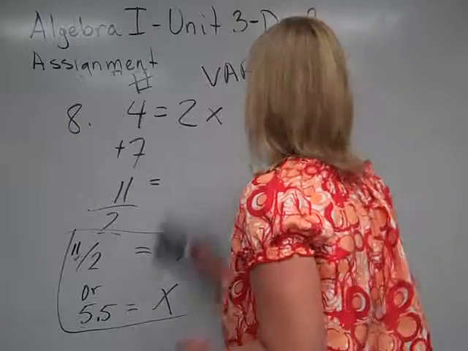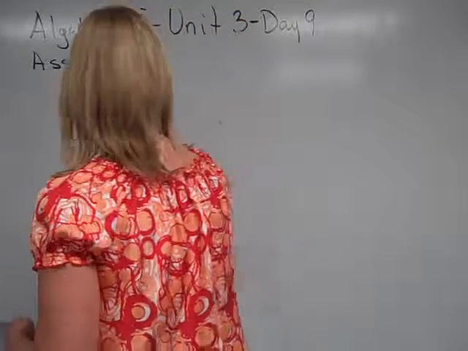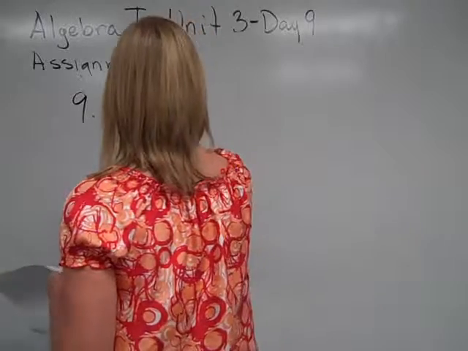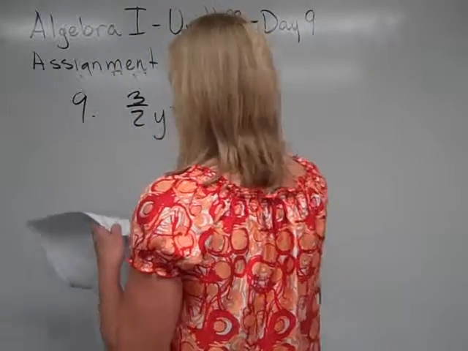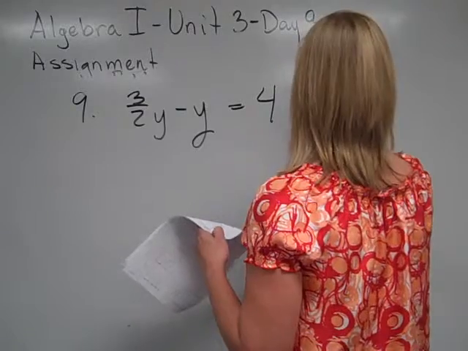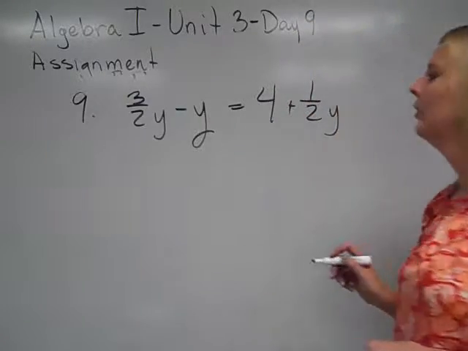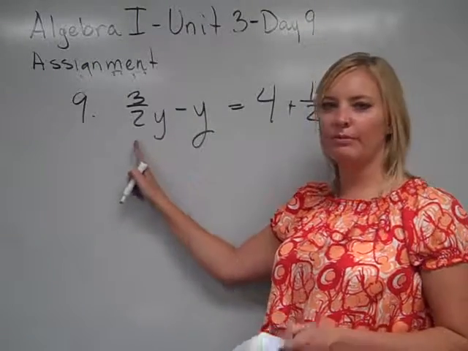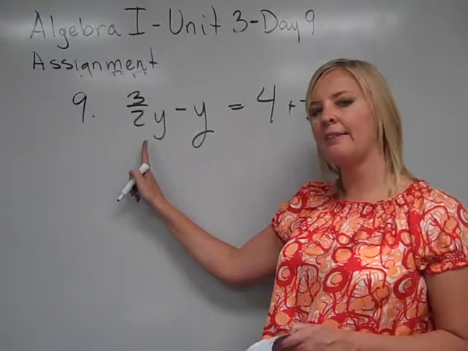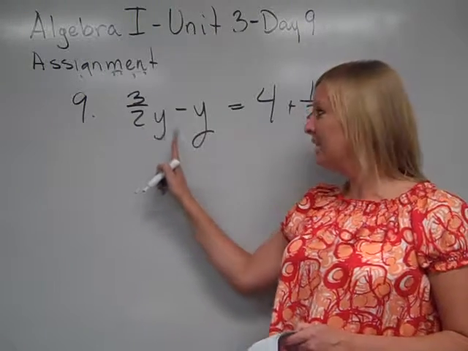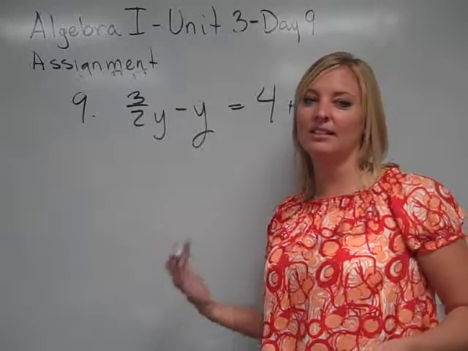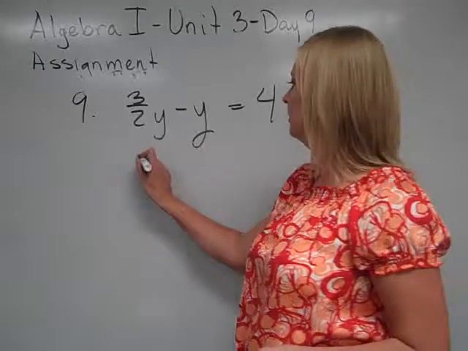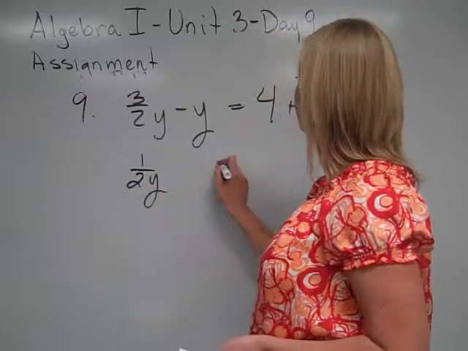Number 9. 3/2 y minus a whole y equals 4 and 1/2 y. Now, 3/2. If I take 1 whole away from 3/2, imagine that you have 3 half dollars. That would be like $1.50. If I take 1 whole away from $1.50, I have 50 cents left. So I'm going to have half a dollar left. So here I have half a y left.